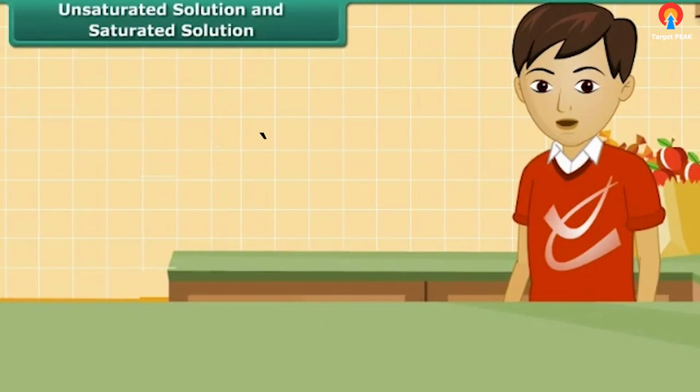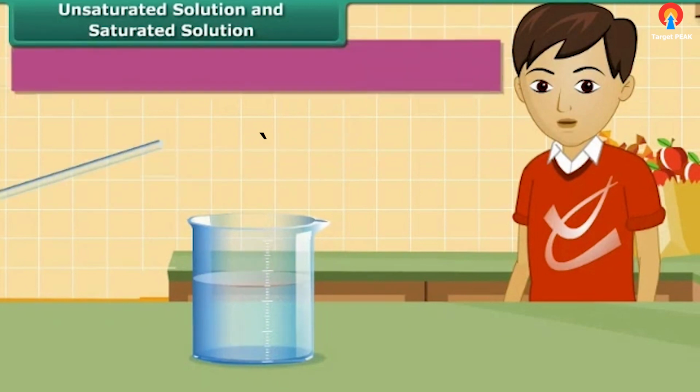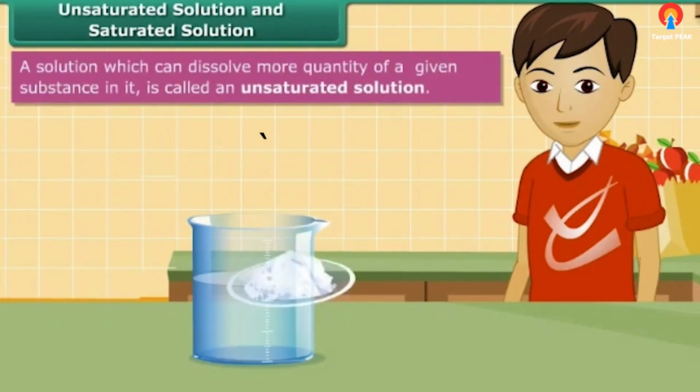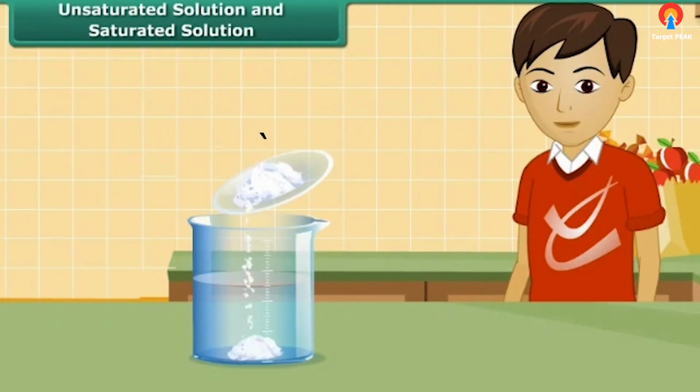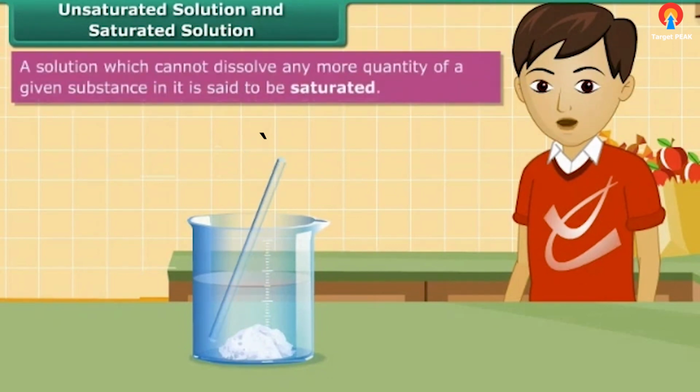Let us now do another workout. Take a beaker and dissolve some amount of salt in it. Go on adding salt to the solution. As long as the salt is dissolved in water, the solution is an unsaturated solution. But a stage will soon come when you will not be able to dissolve more salt in the solution. At this stage, the solution becomes saturated.